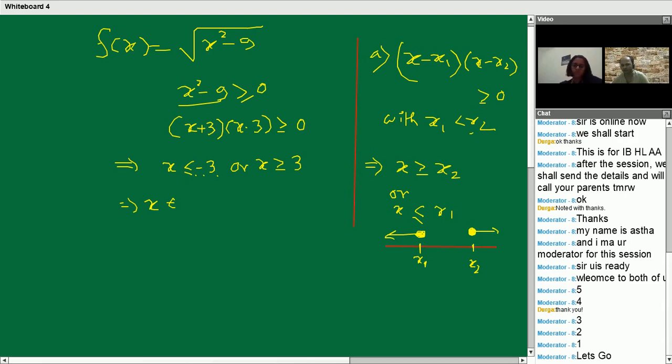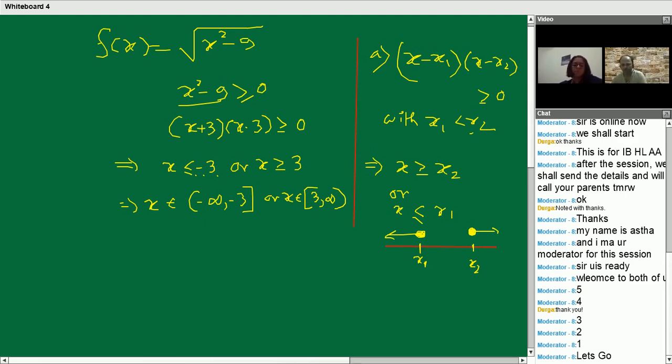Okay. Now, from this you can see that in interval notation we can write it as negative infinity to negative 3, where negative 3 is included, or x belongs to 3 to positive infinity.